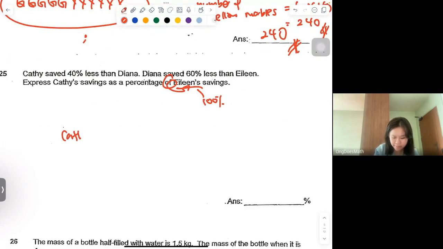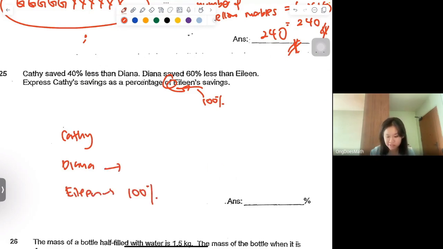So we have Cathy, we have Diana, we have Eileen. Eileen is 100%. So Diana saves 60% less than Eileen. So less means the number is smaller. So we will just subtract. Now next is a tricky part.